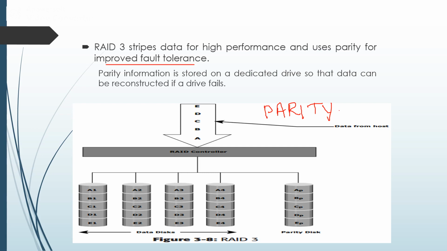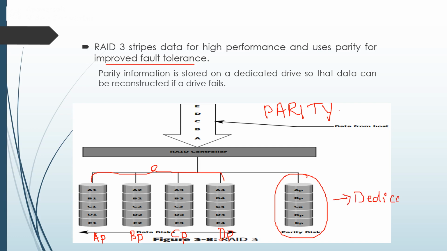Here we can observe that we have around 4 disks and I have maintained one separate parity disk. The parity of individual disks is computed. For example, the parity of the first disk is AP, the second disk is BP, the third disk is CP and the last disk is DP. The parity of individual disks is computed by the RAID controller and later those parities will be stored on the separate disk. So this is called a dedicated parity disk.